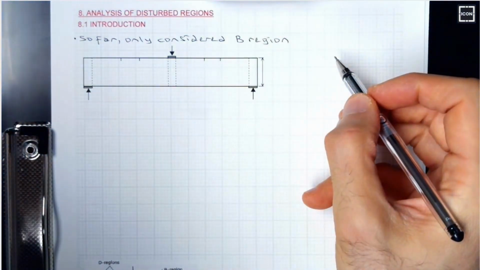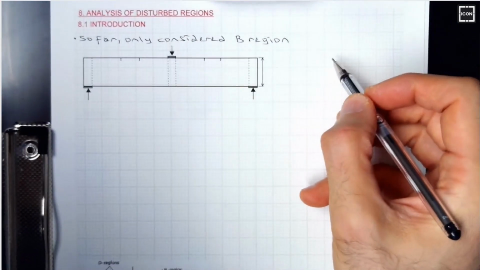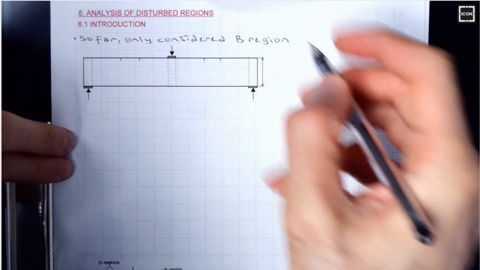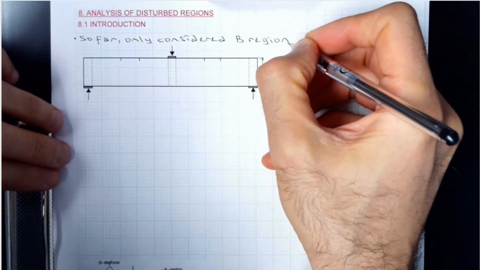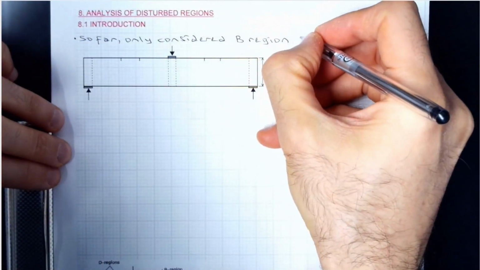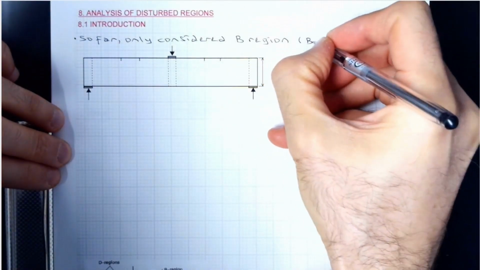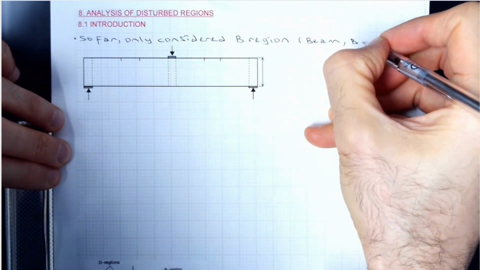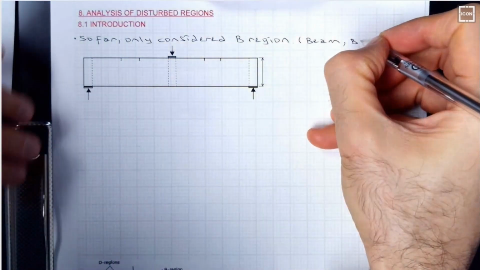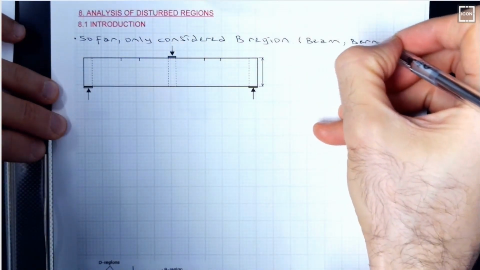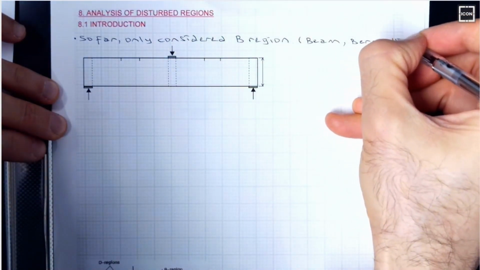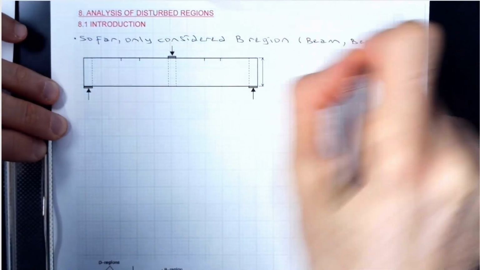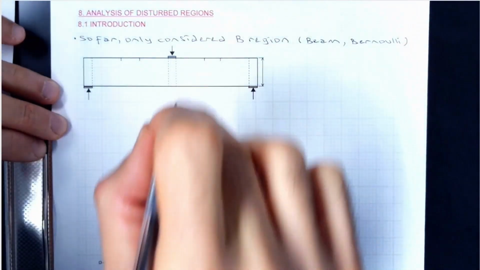All right, so I got the focus right. So B region refers to beam region, Bernoulli region, so that is the abbreviation B.